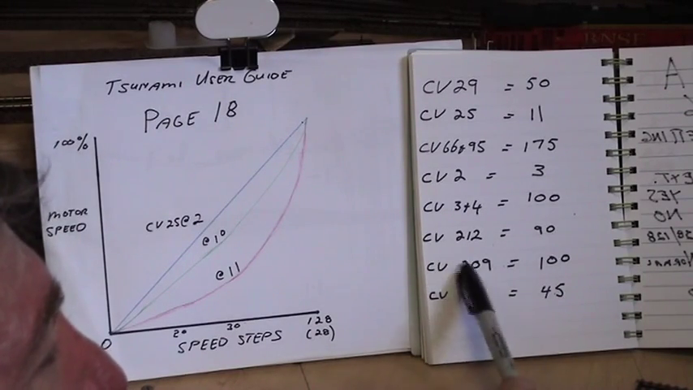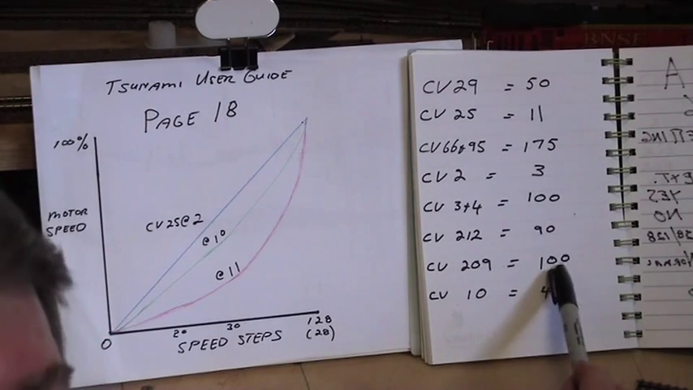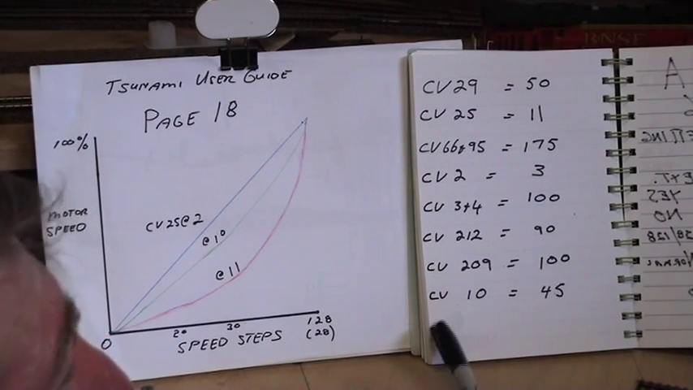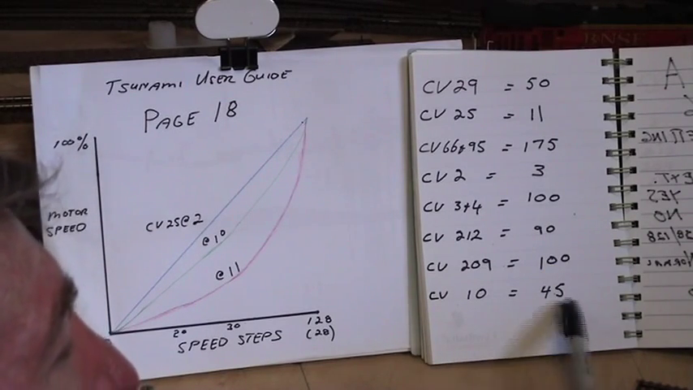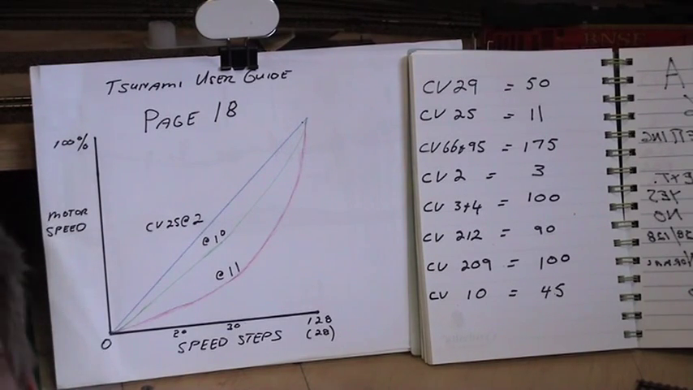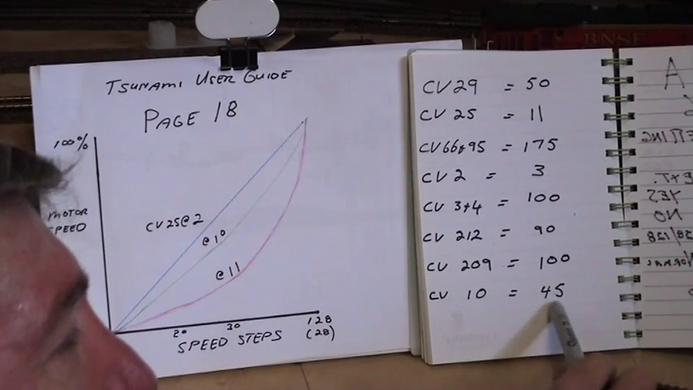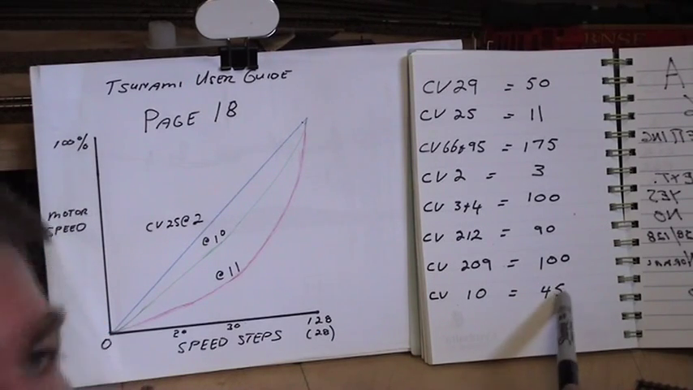CV209, this is sort of like a smoothing out of your CV212. 100 is pretty good. Anywhere from about 70 to about 120 is nice for 209. And our CV10, which is our back EMF cutoff. Remember, we want our locomotives to be working really hard on a grade, but to slow down. I've set that to 45. I did have it at 40, but I've set it now to 45.